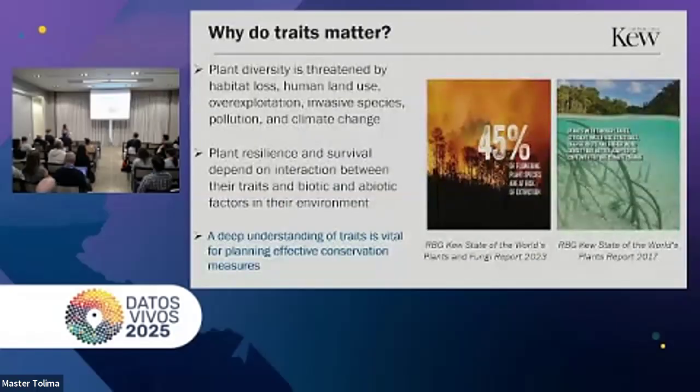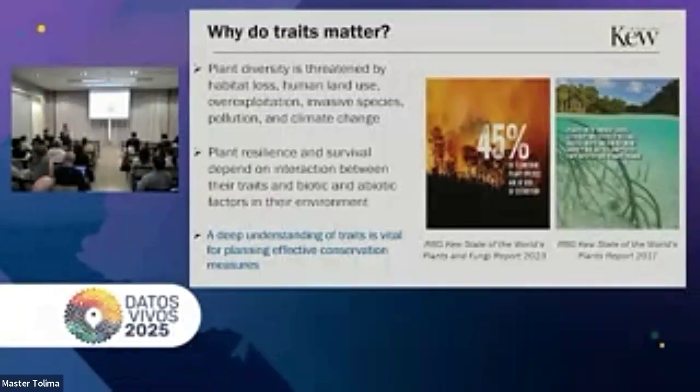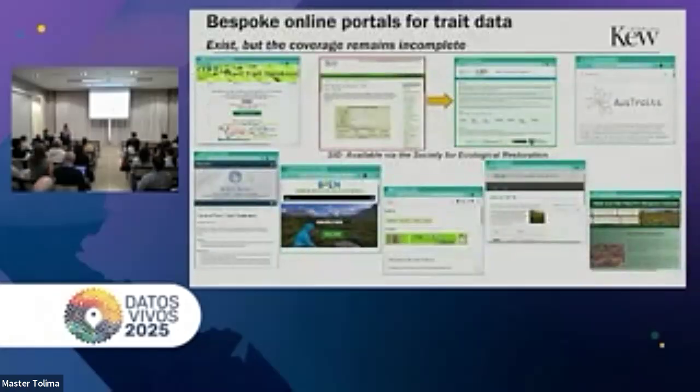Next slide, please. So why do traits matter? Because nearly 45% of flowering plant species are at risk of extinction. Plant resilience and survival depend on the interaction between their traits and biotic and abiotic factors in their environment. So a deeper understanding of traits is vital for planning effective conservation measures. Next slide, please. So how do we know what traits plants have?